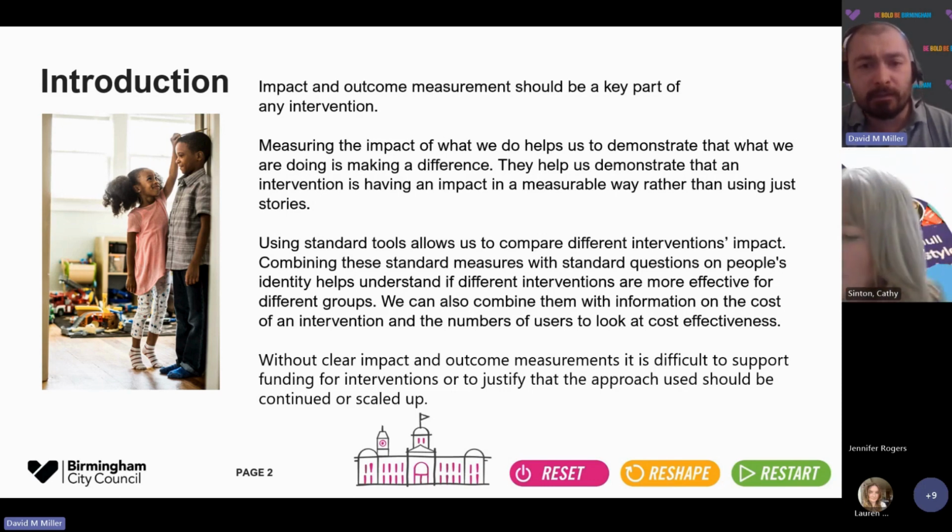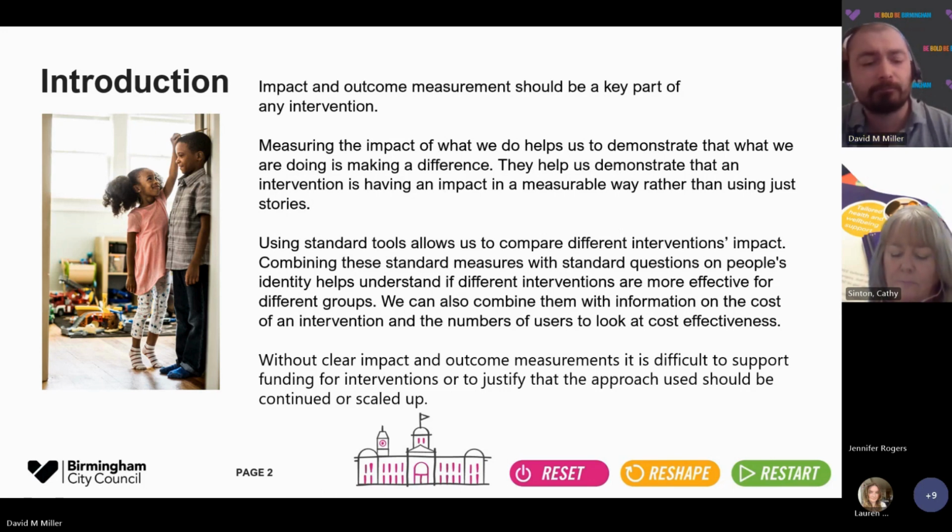Using standard tools allows us to compare different interventions' impacts. This is also really important because if combined with standard measures for people's identity, we can use the data to assess who these interventions are most effective for. We're very aware that certain communities are at higher risk of certain health conditions, and therefore require an additional focus from us to try and address these inequalities.